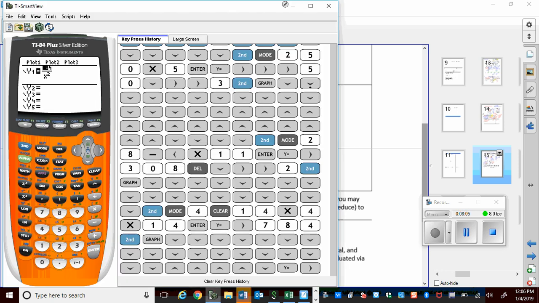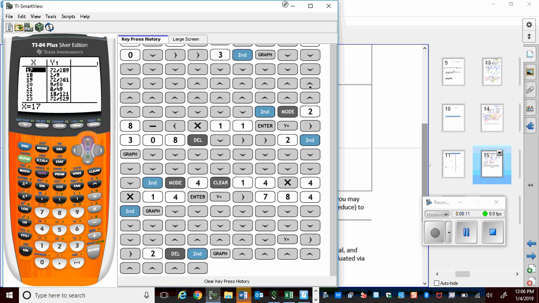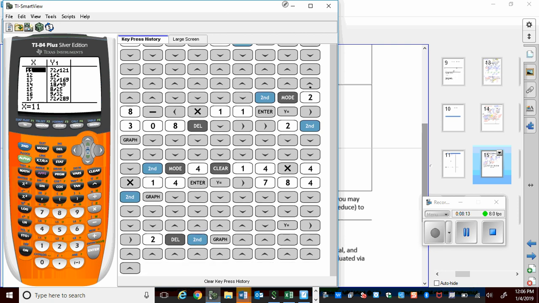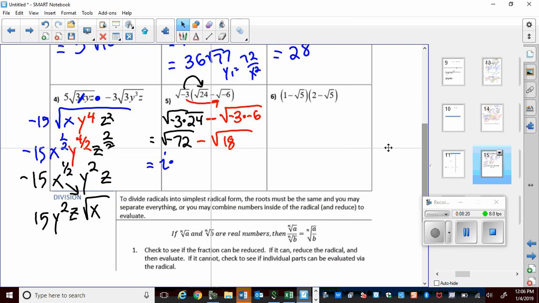So I have 72, looking for the smallest y. And looks like the smallest y is 2. So 2 is paired with 6. So that gives me 6 square root of 2. Okay, and now 18.